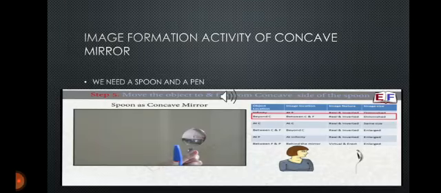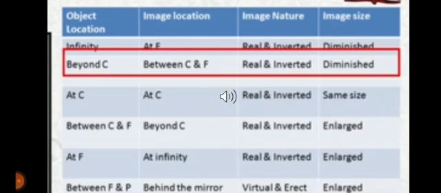In case of concave mirror, image formed is real and inverted when the object is far away, and when the object is very close, at that time the image formed is virtual and erect. As you can see in this table.